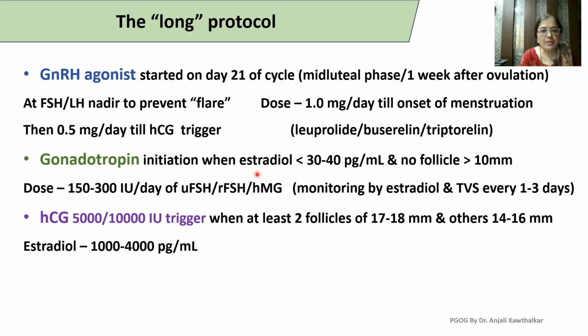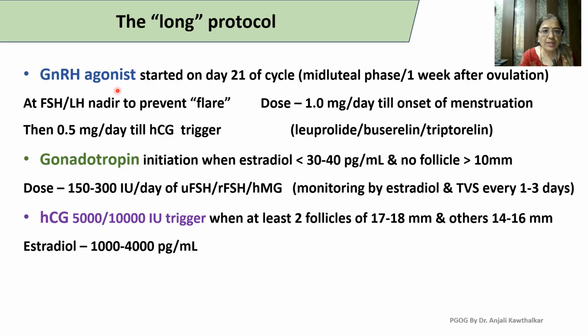Gonadotropin is initiated when estradiol level is less than 30 to 40 picogram per ml. That means there is down regulation by GnRH agonist, and we have to ensure that the HPO axis is sufficiently suppressed. How we know that the HPO axis is sufficiently suppressed is by doing serum estradiol level. When serum estradiol is less than 30 to 40 picogram per ml, and there are no follicles in the ovary greater than 10 millimeters in size, this is the time when gonadotropin is initiated.